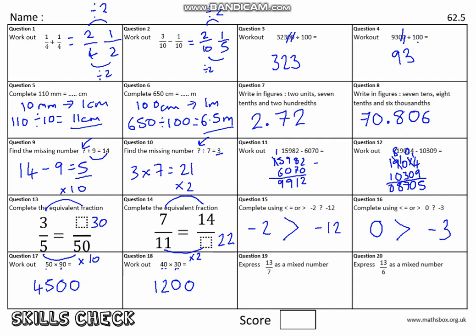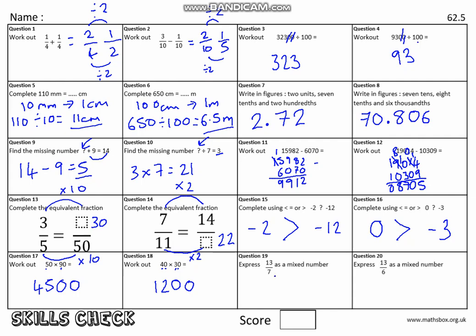Okay, last couple then. So we want to express 13 over 7 as a mixed number. So we ask ourselves, how many times does the bottom number go into the top number? Well, 7 only fits into 13 once, doesn't it? Because it goes 7 and then 14.